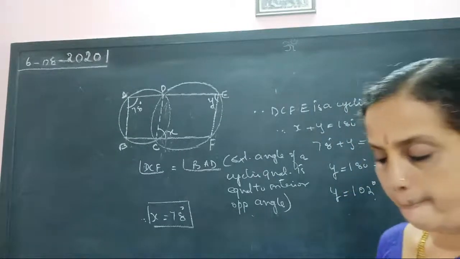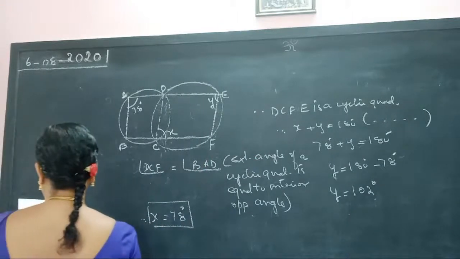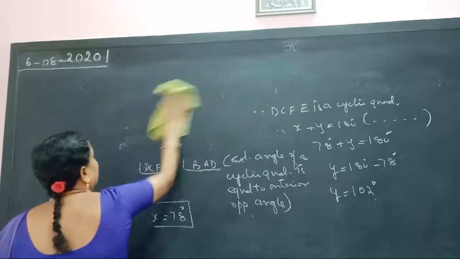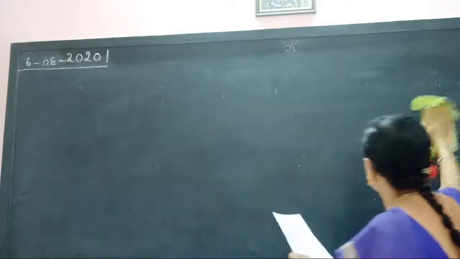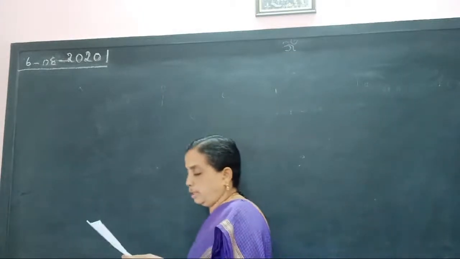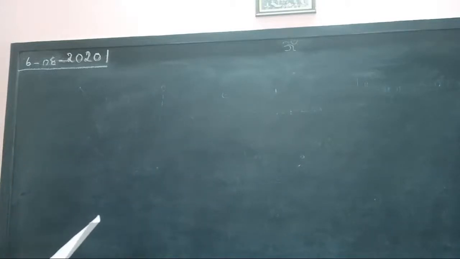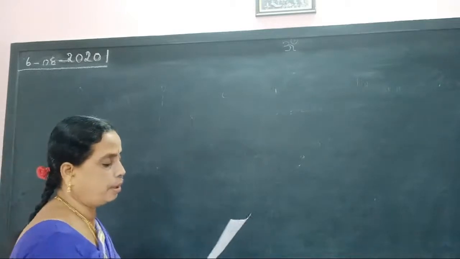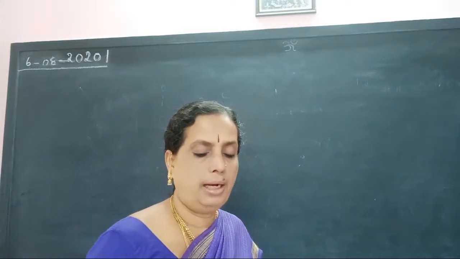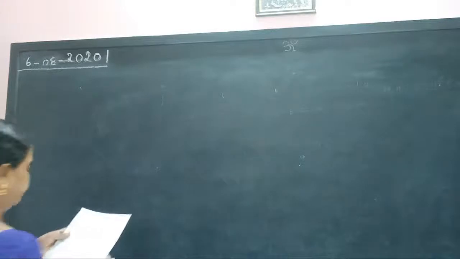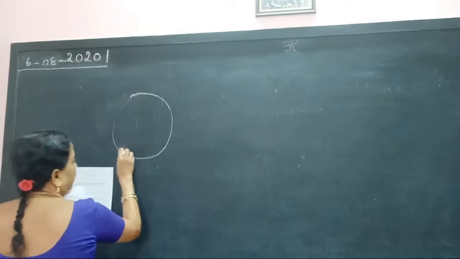Next question. Same type you already worked out. Question number 7. O is the center of the circle. The angle subtended by arc BCD at the center is 140 degrees. BC is produced to point P. Determine angle BAD and angle DCP. Get the figure?